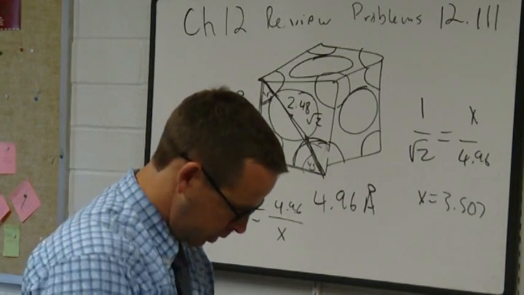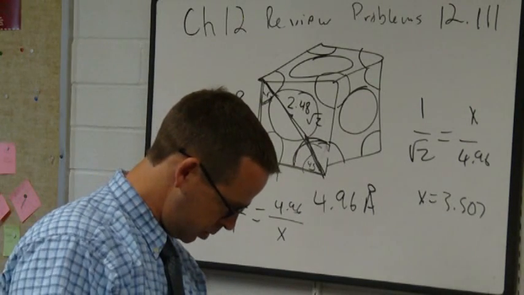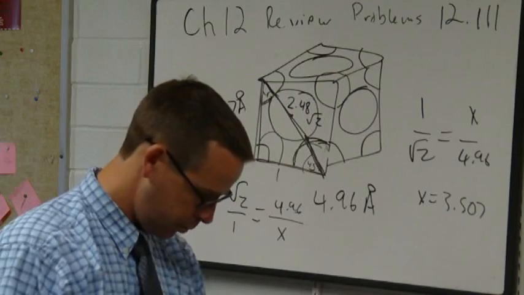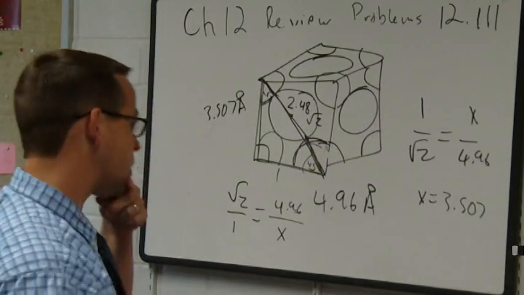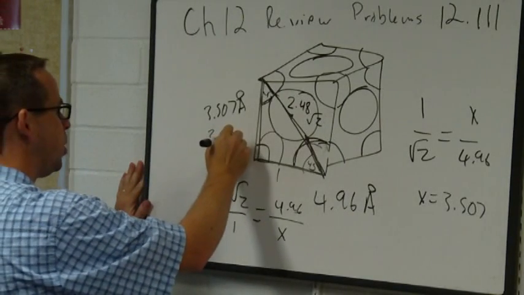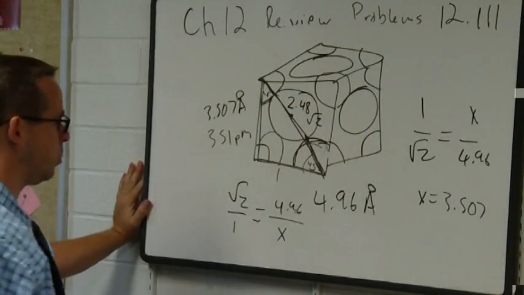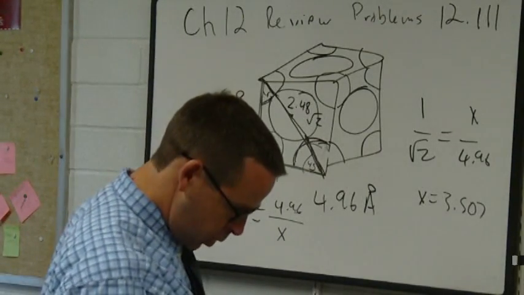12111. Let's check that out. 3.51 angstroms. Did they ask for it in picometers? Oh yeah, in picometers. Sorry, so when they ask for it in picometers, it's going to be 351 picometers, 350.7 picometers. All right, 12113.